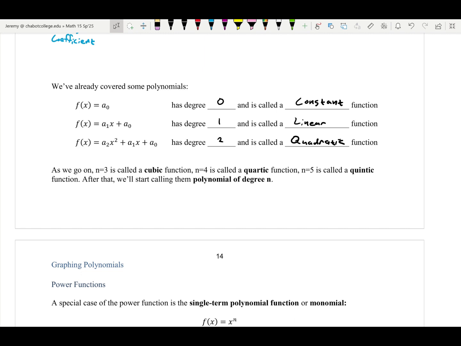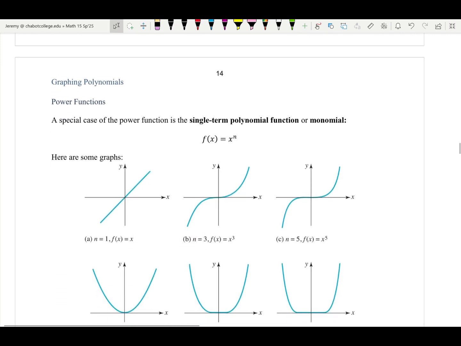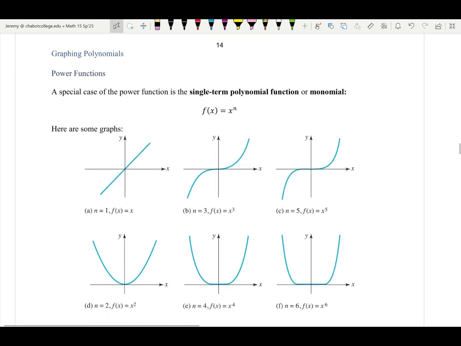Okay, and then as we go on, third degree is a cubic function, fourth degree is a quartic, quintic, and I don't say quartic or quintic very often. I'll usually just start saying degree 4, degree 5, and so on. So here are sort of the toolkit polynomial functions, which we call power functions.